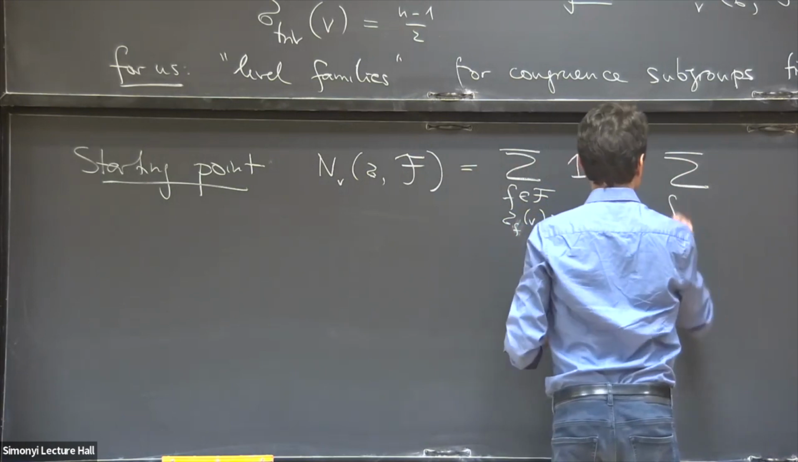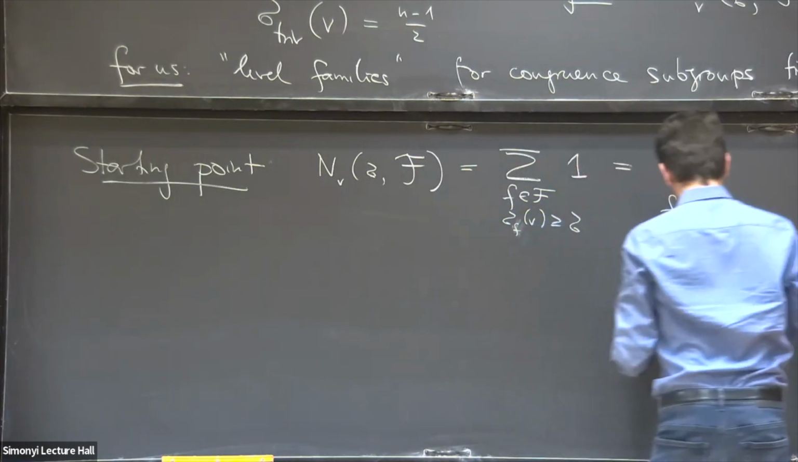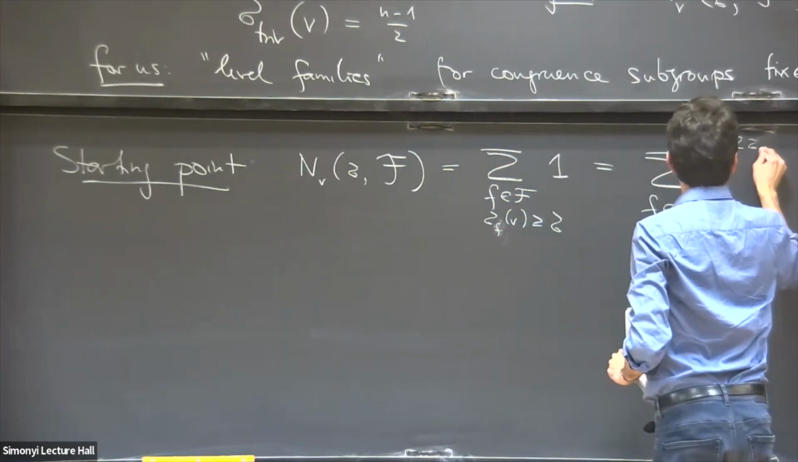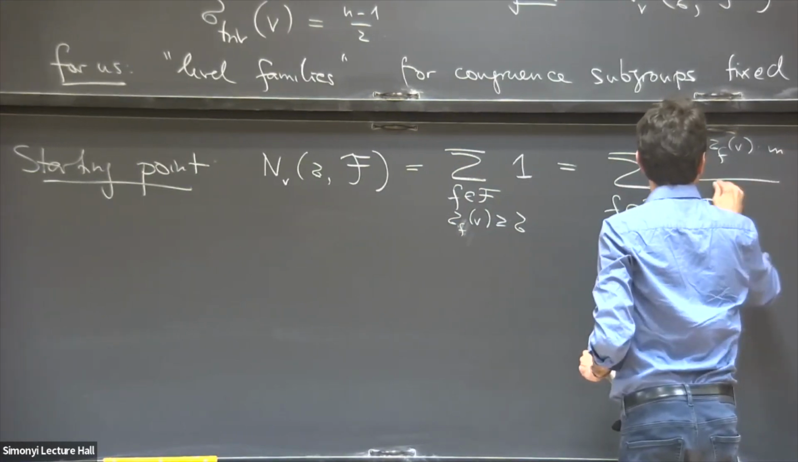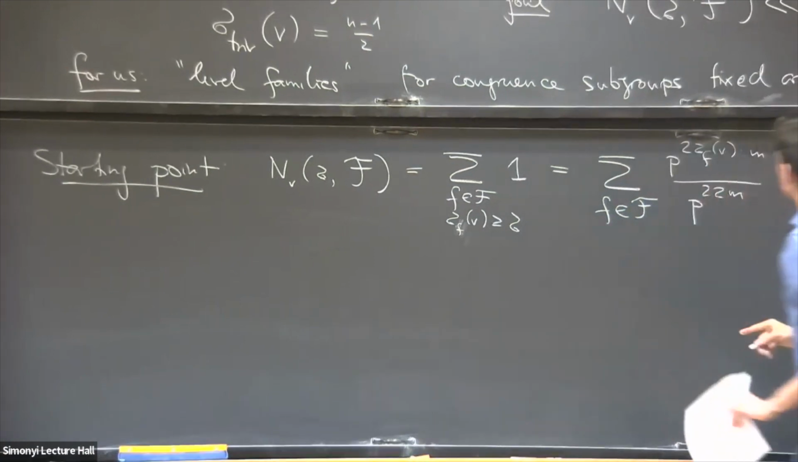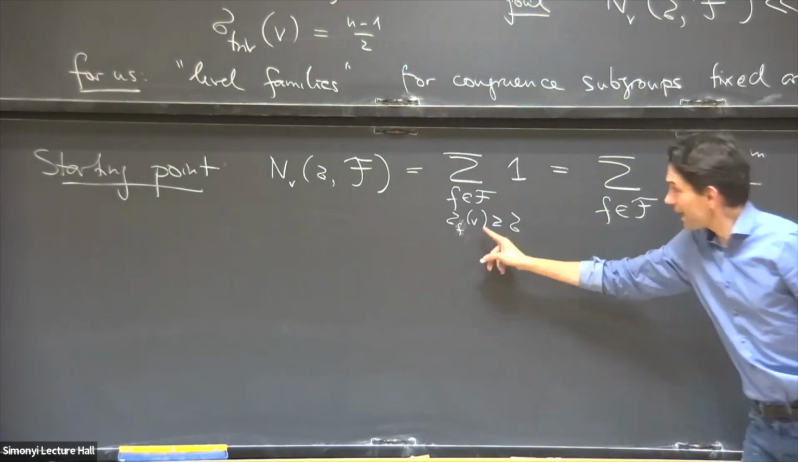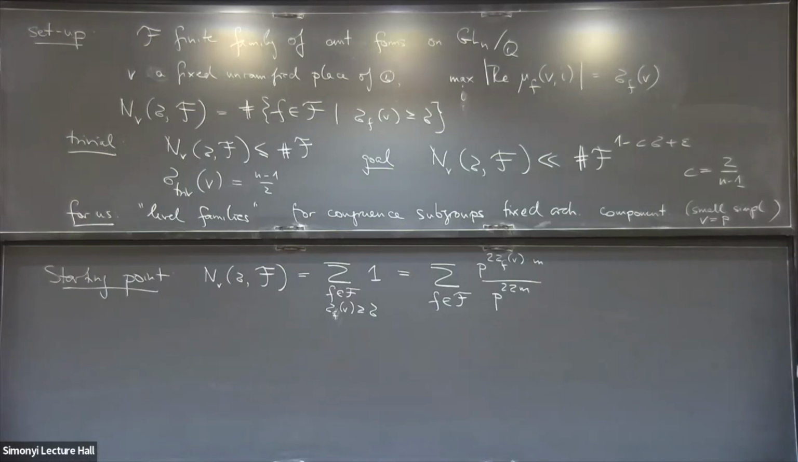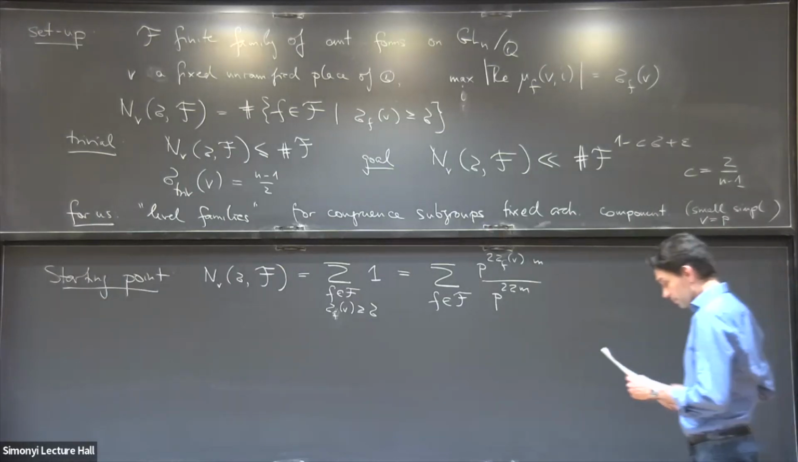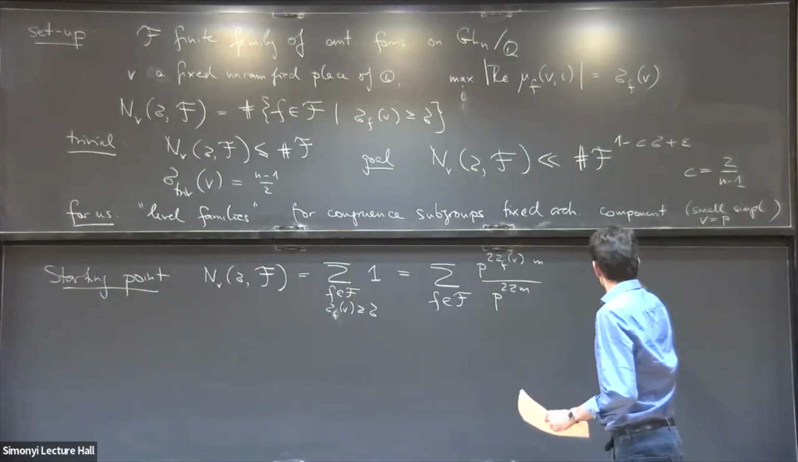by writing p to the 2 sigma f of v times m divided by 2 sigma m. Well, obviously, if sigma f of v is bigger than sigma, then this weight is bigger than 1. And I can choose m in any way I want, and p is my p. All right, so m is a free parameter.